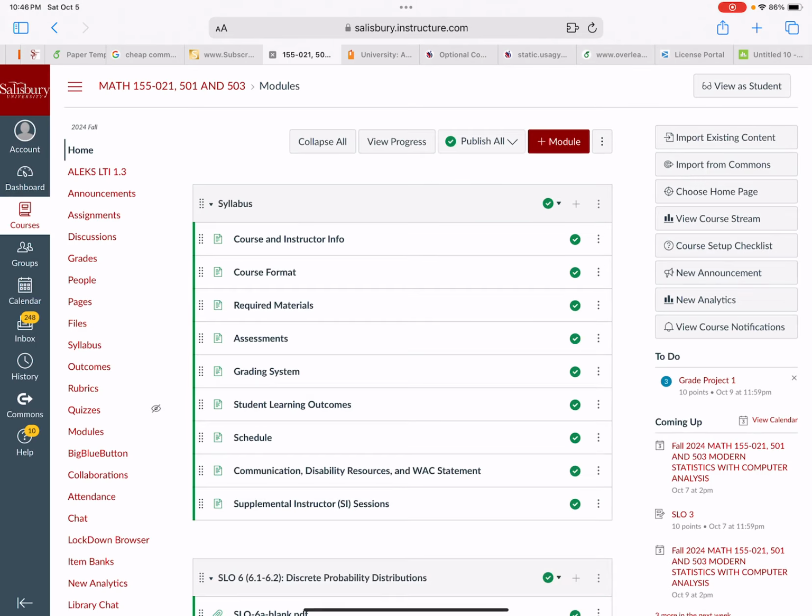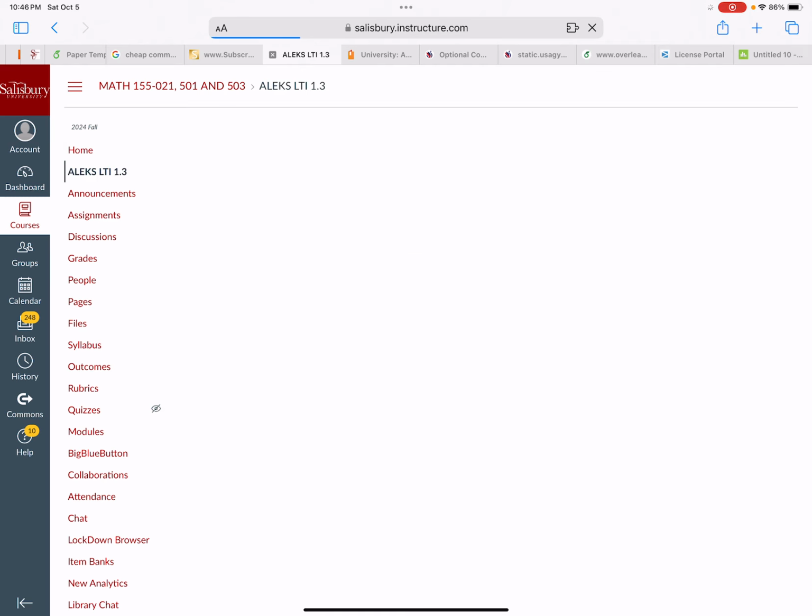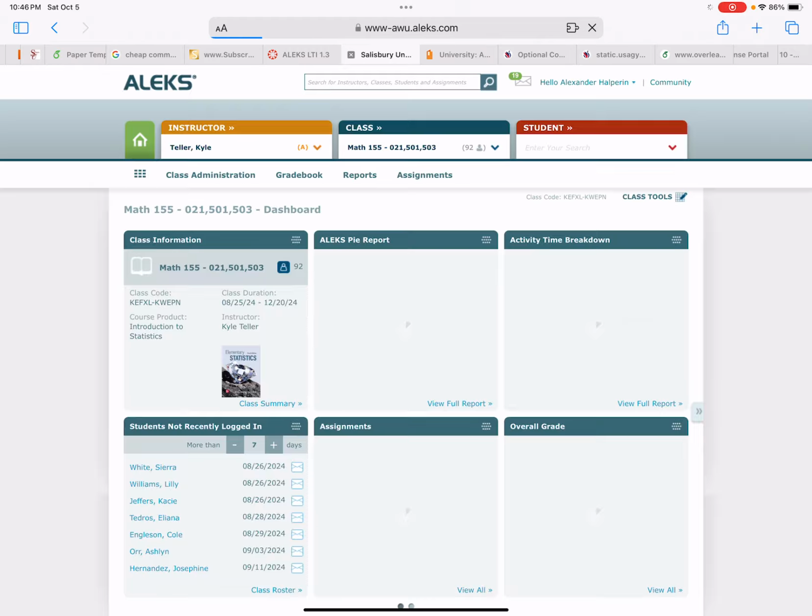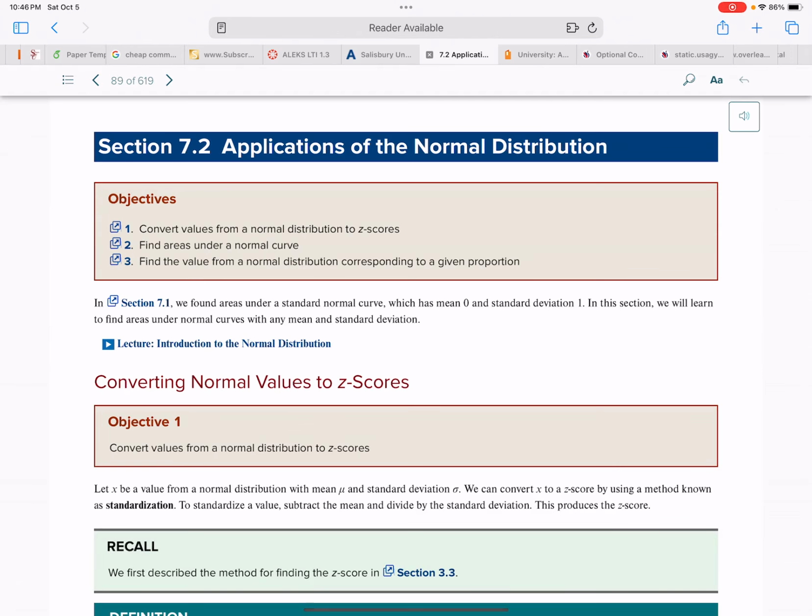Now, if we want to use charts from the book, we go to our My Classes page. Apparently there are some people who didn't even realize we had a book. We do. And you just click the book icon right here. And voila, there's the book.